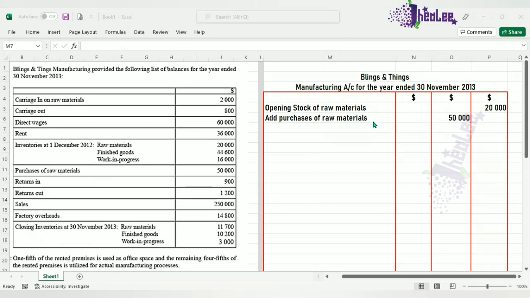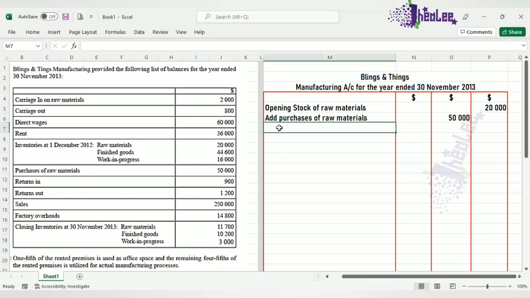Once you're doing the manufacturing account and you enter your purchases of raw material, look out for transportation costs on raw materials, and also look out for any returns outwards of raw materials. So in this question, we have return outwards. It didn't say return outwards on raw materials. However, the only thing that we have purchased is raw materials in this question. If the return outwards is related to something else, like for example, return outwards of finished goods purchased, then the question will specifically indicate that.